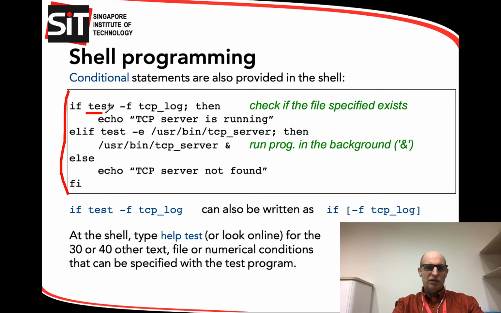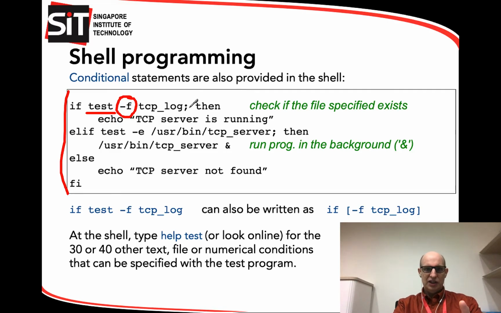and then I run a command called test. Now test is a built-in command that can test many things. In this case I'm giving it the -f flag. So the test command is checking if there's a file called tcp_log which exists in the current directory.